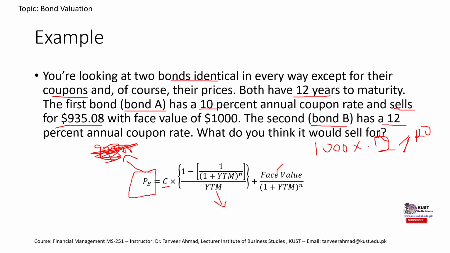Once we have the YTM, then for the second step, when we are finding the selling price of this bond B, we would put that YTM in this formula. The rest of the values I have already discussed: C is 120, N is 12, face value is 1000, and we would have the selling price of bond B. So I'm not going to solve this one. I suggest that you try it yourself.